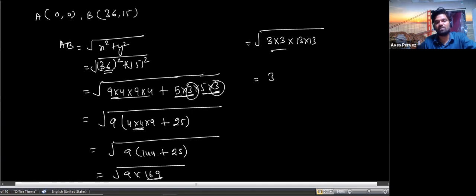After taking the 9, what is the remaining? 4 into 4 is the remaining, and 9 will be here, then plus sign, and after taking the 9 as common, we will have 5 into 5, that is 25. When we multiply these two, we will get 144 plus 25. When we add these two, we will get 169, and 169 when multiplied by 9, you need not multiply this one. This will create another big huge number. So what you need to do is split this into 3 into 3 and then 13 into 13. So you will get simply 13 into 3, that will be 39 as the answer.